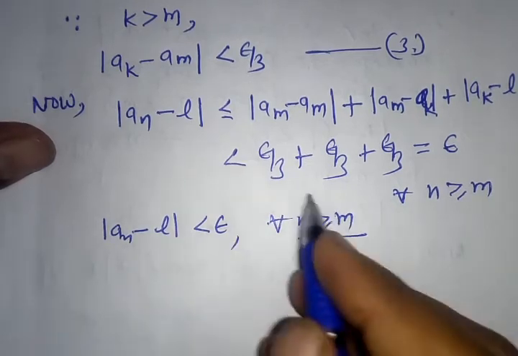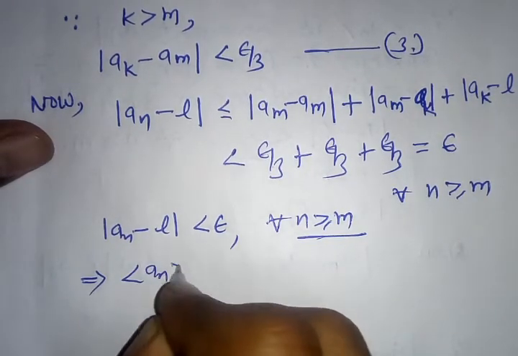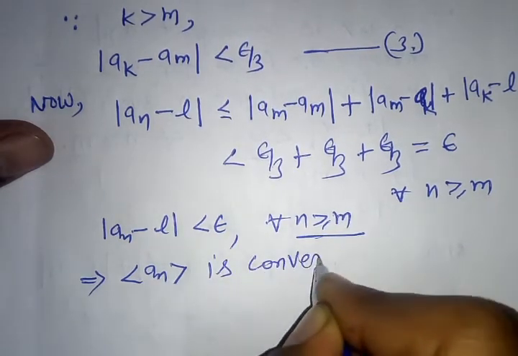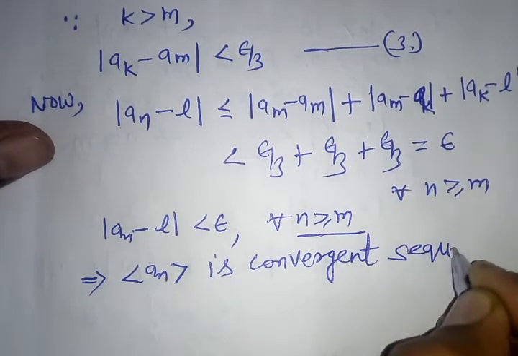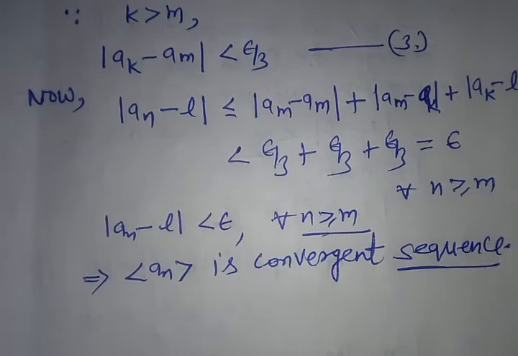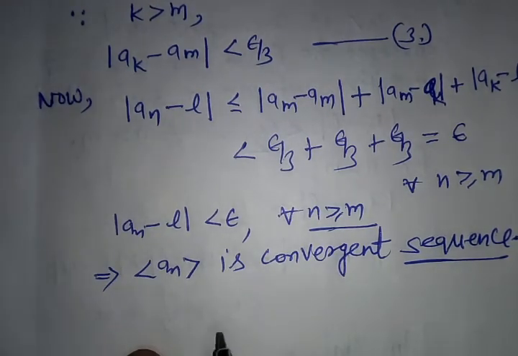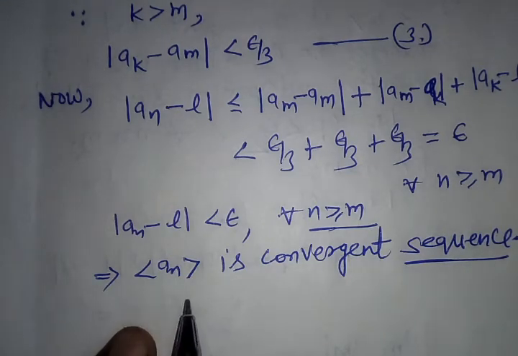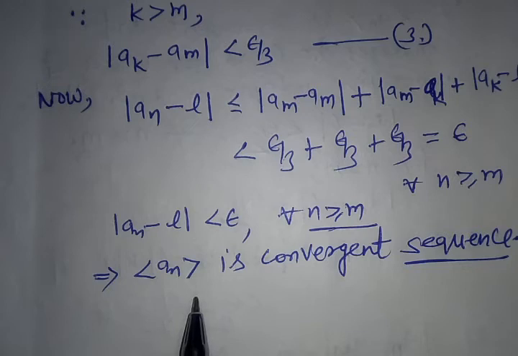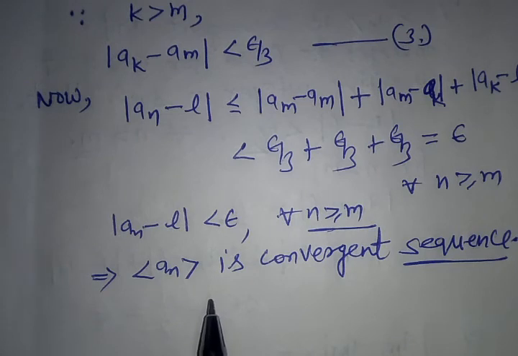And this is the definition of a convergent sequence. This implies sequence an is a convergent sequence. Hence we have proved an important theorem that if we have a sequence of real numbers and it is a Cauchy sequence, then it is a convergent sequence, and if it is a convergent sequence, then it is a Cauchy sequence. So in the real number system, every Cauchy sequence is convergent and every convergent sequence is Cauchy. In our next lecture, we will continue with Cauchy sequences, some more results on Cauchy sequences, and examples based on these results.